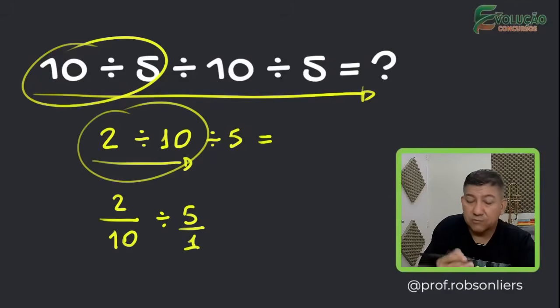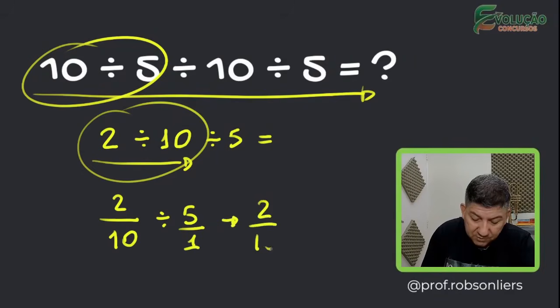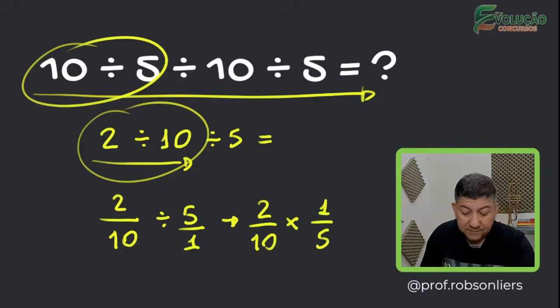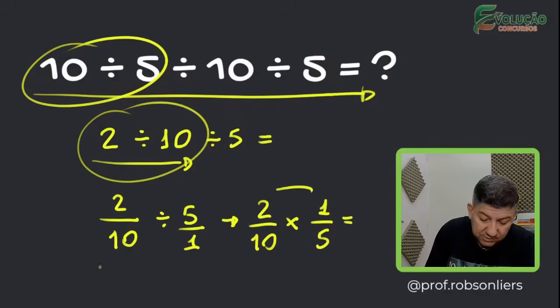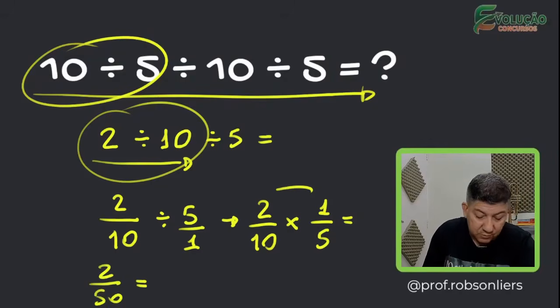5 is the same as 5 over 1. So let's go. Let's repeat the first fraction. 2 over 10, multiply it by the inverse of the second. I'll flip it, 1 over 5, all right? Now we have a multiplication of fractions. We multiply the top by the top. 2 times 1 equals 2, I'll put it here, over 10 times 5, 50. 2 over 50 or 2/50ths, we can simplify by 2. Simplifying by 2, it will be 1 over 25.